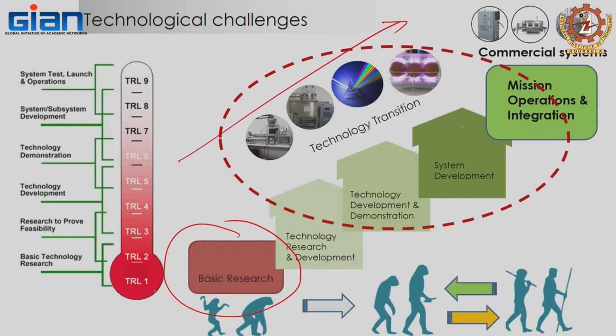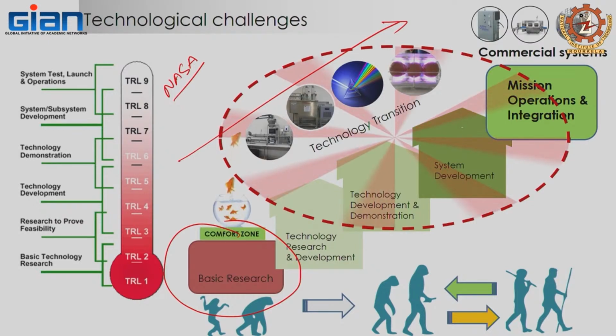If you want to see more details about each and every level, what it means, what is included, what is not included, you have to go to the NASA website and you will see the TRL levels, technology readiness level. You will find all those details. Obviously this is quite complicated, and we have already covered that.